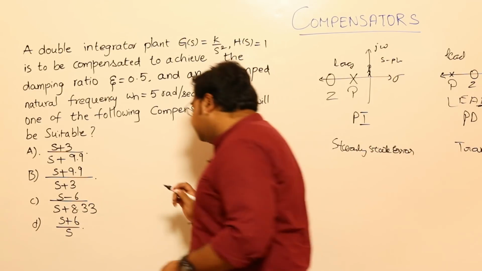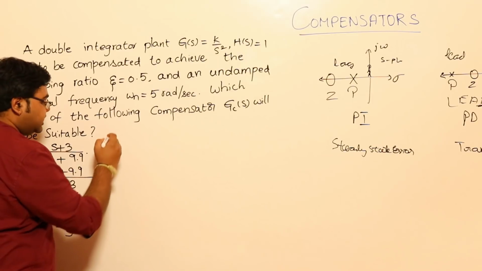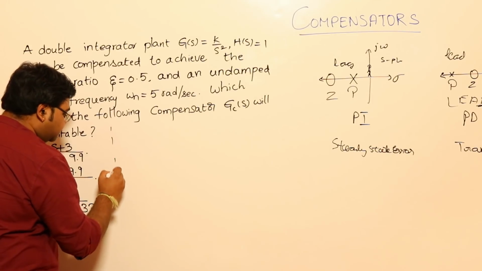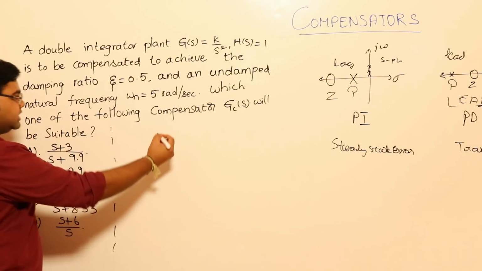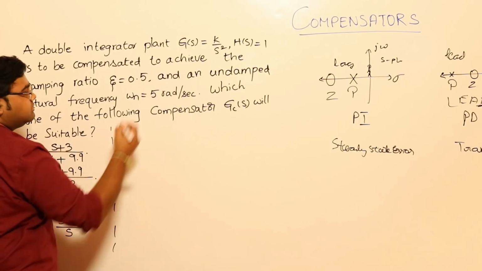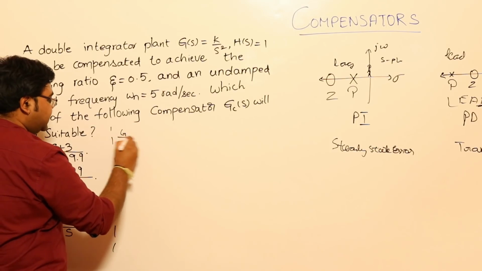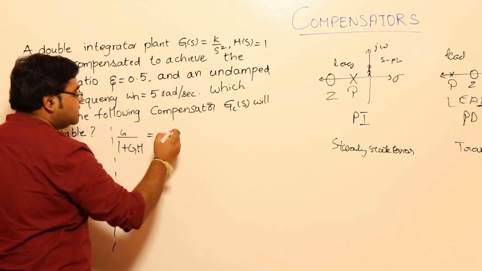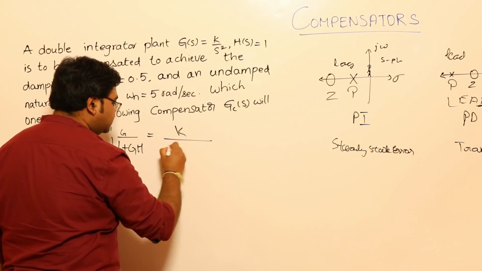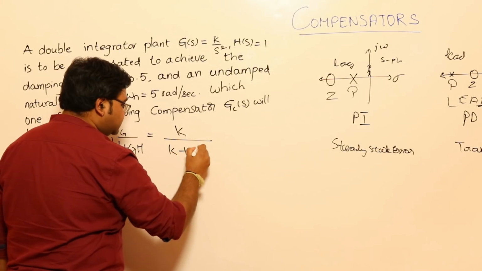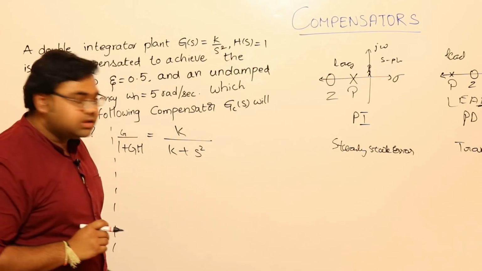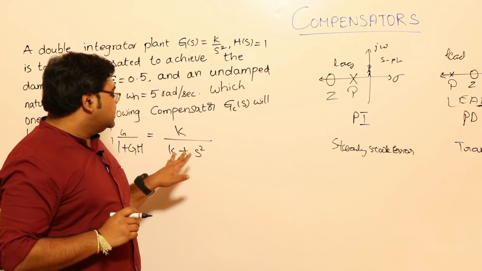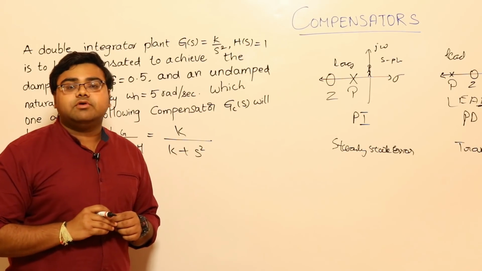Okay, so I will just solve it over here because I don't want to erase that. So I will just make a small division over here. I am solving it over here. Okay, so the overall transfer function currently will be G by 1 plus GH. That is nothing but K by (K plus s²). Okay, now if you see this particular transfer function, you will understand the following thing.